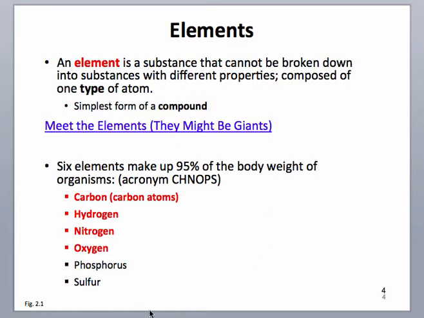If you have extra time, there's a fun song here. If you open this PowerPoint in slideshow mode and click on this song, it's pretty catchy. I will just give you that. So these are the most abundant elements in the body.